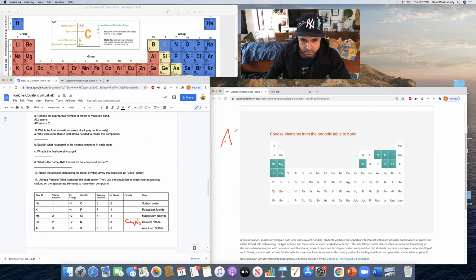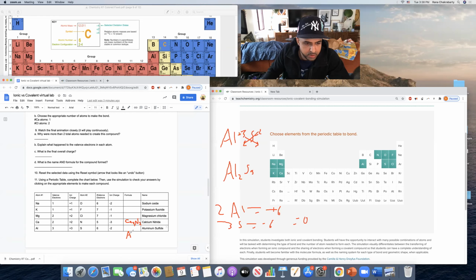The next one is aluminum sulfide. Aluminum is +3, sulfur is -2. Switch the numbers. This is called the crisscross method. Don't transfer the positive negative sign, just transfer the whole number. So aluminum is now 2, sulfur is now 3. Does that make sense mathematically? If I have 2 aluminums, I'll have a +6 charge. If I have 3 sulfurs, I'll have a -6 charge. And yes, that does equal 0. So aluminum sulfide is Al2S3.